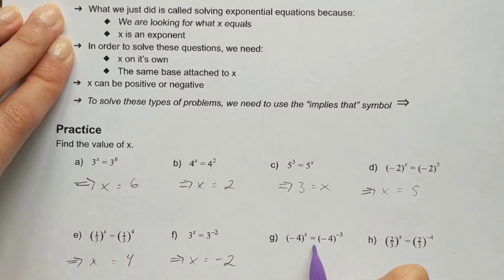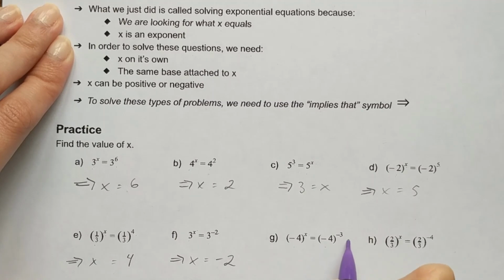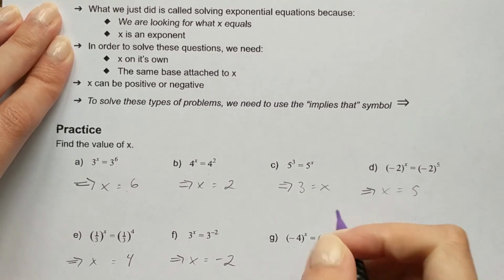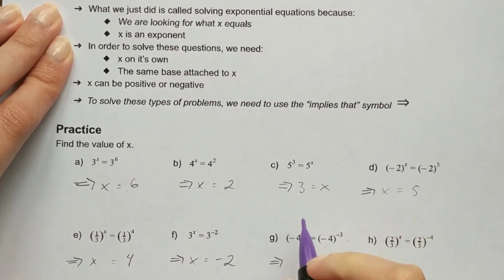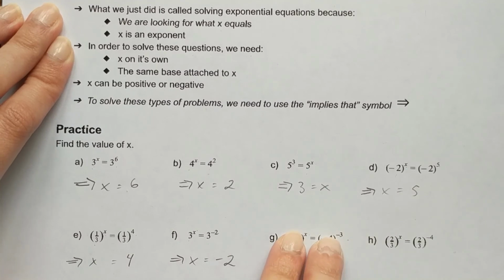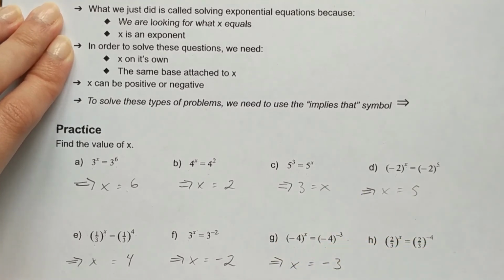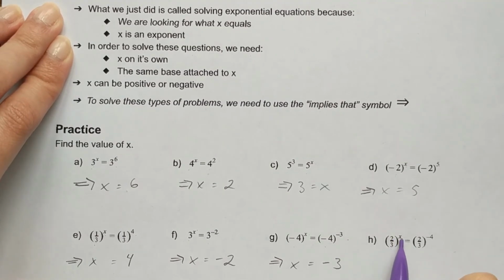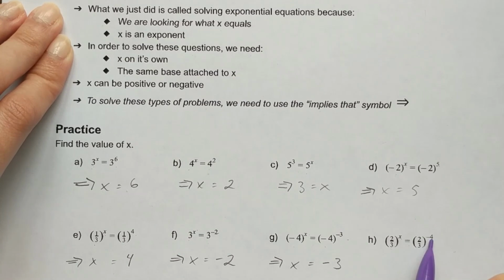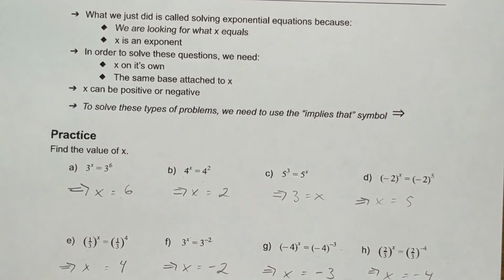Negative 4 to the x is equal to negative 4 to the negative 3. That's okay. Ignore the negative 4's. We're just going to write x is equal to negative 3. Finally, 2 over 3 to the power of x equals 2 over 3 to the power of negative 4. Well, this implies that if we ignore our bases, x equals negative 4.